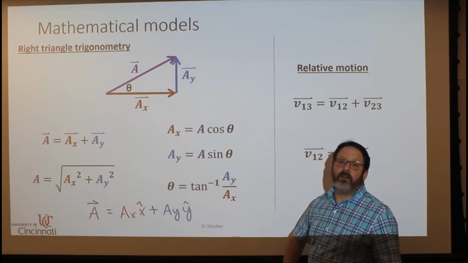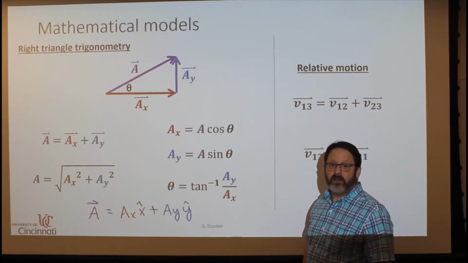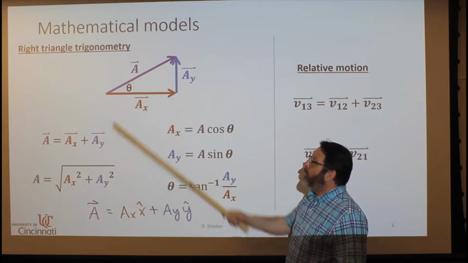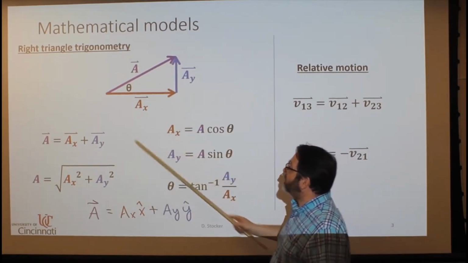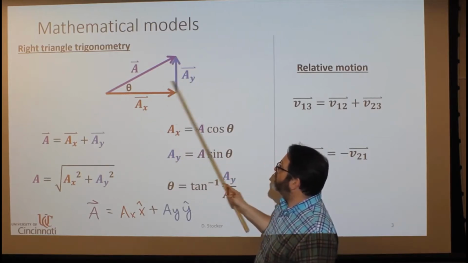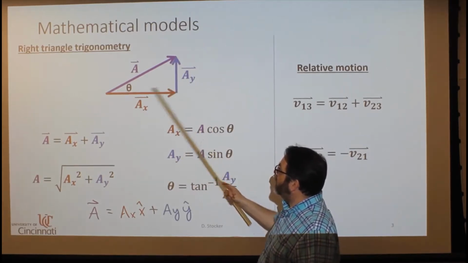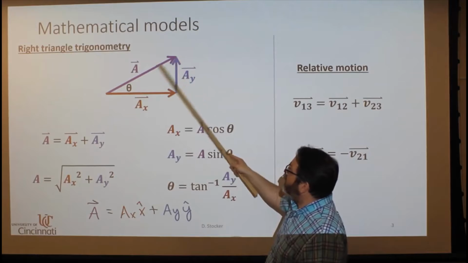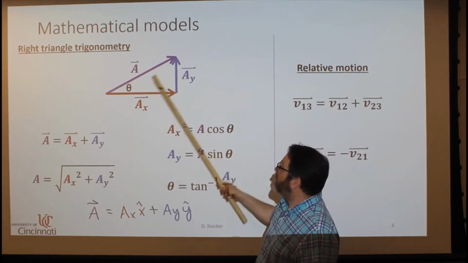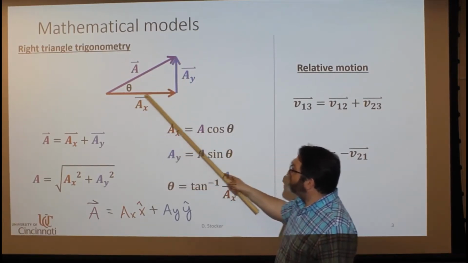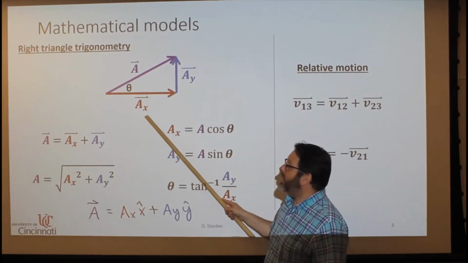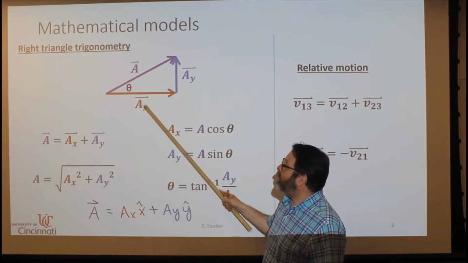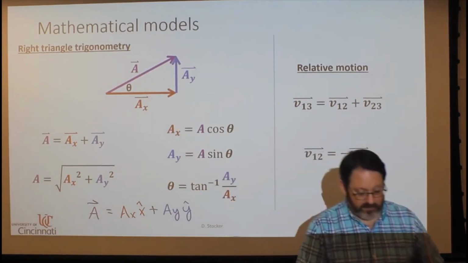So in this video, I'll talk about the mathematical models associated with vectors. As I said before, we're dealing with right triangle trigonometry. So here I have a triangle. This is a right angle here. The hypotenuse we'll call vector A. Now, in the x direction, we have a vector A sub x. So that's the x component of vector A.